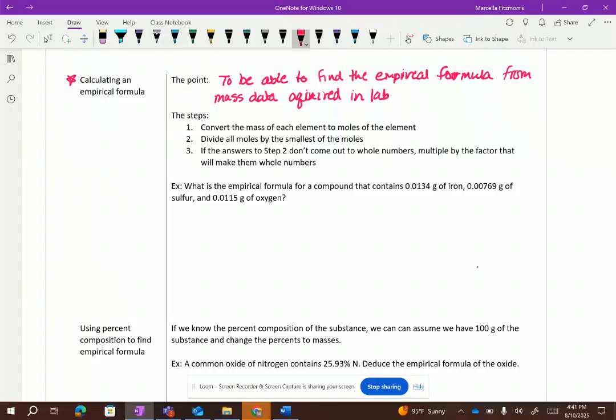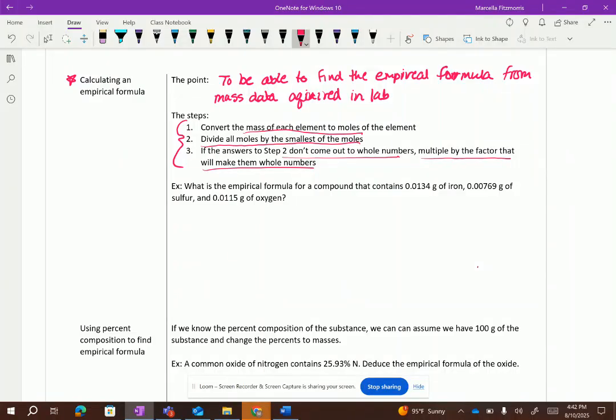So our steps are right here. We convert the mass of each element to moles. We divide all moles by the smallest number of moles. And then, if the numbers don't come out to be whole numbers, we're going to multiply by the factor that makes them whole numbers. We're going to find a shorter way of remembering this in a moment, but first let's do some problems.